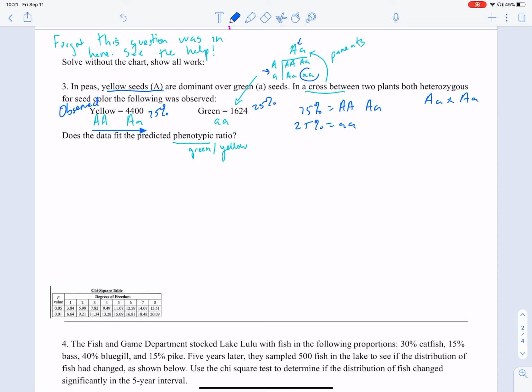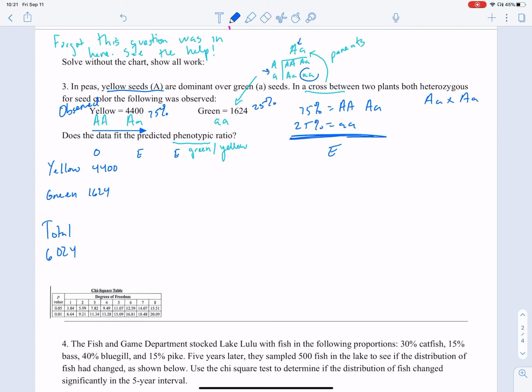So what I can do here is make a little chart. I can say yellow, observed 440, expected, and green, observed was 1624. Now expected, how do I figure that out? Well, I have to figure out the total. So I have to add up the total number of plants that I counted, which was 6,024.